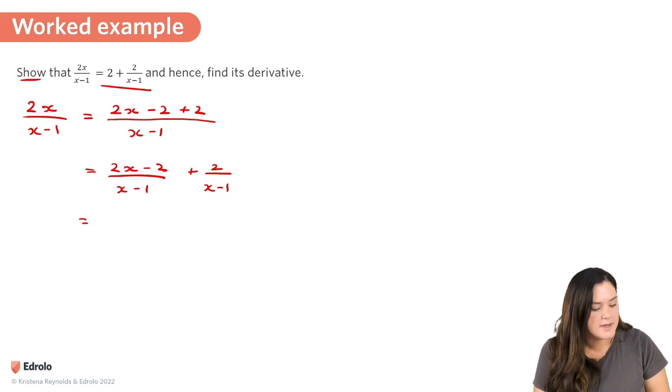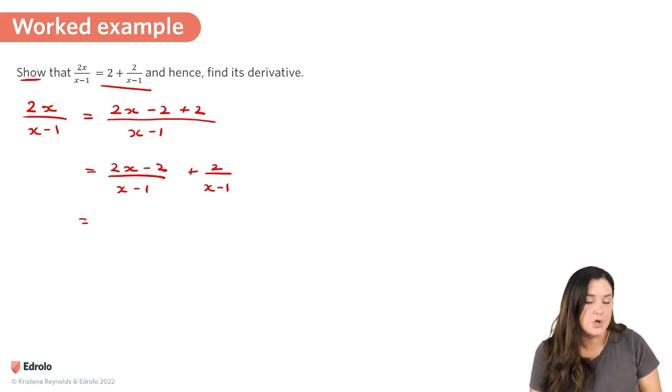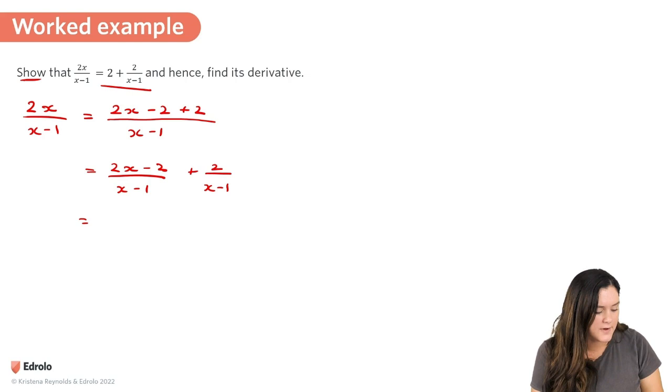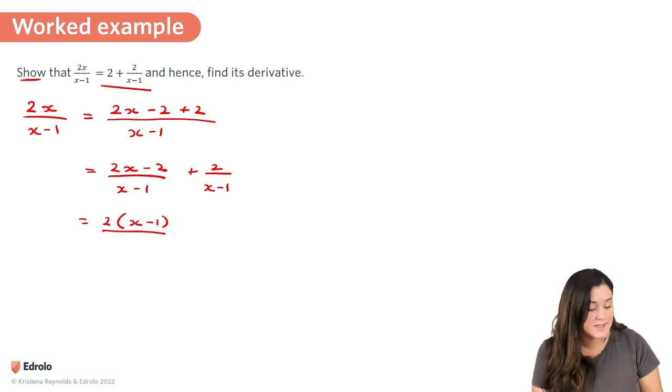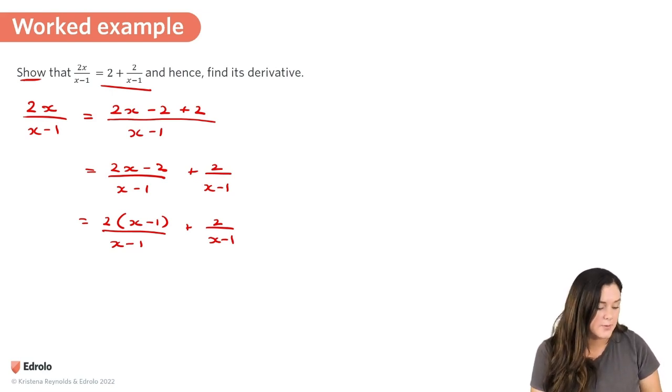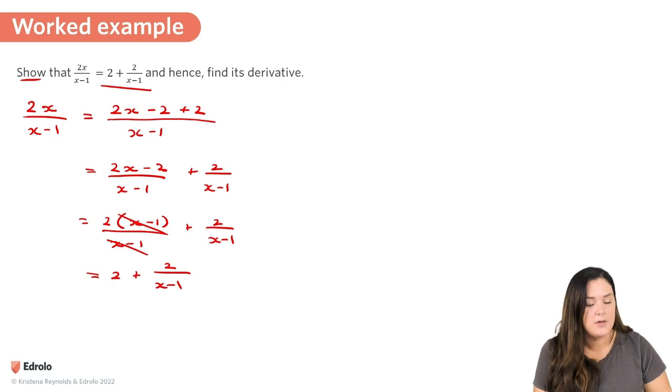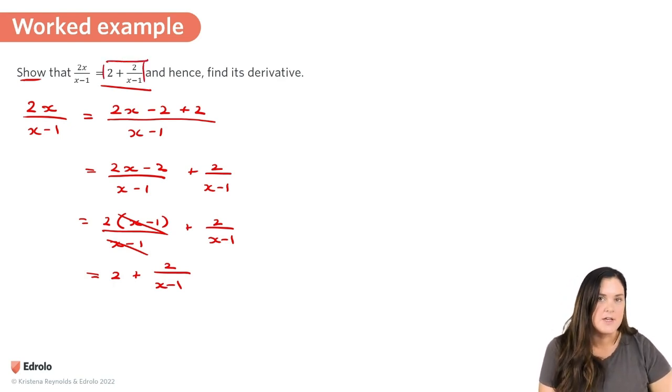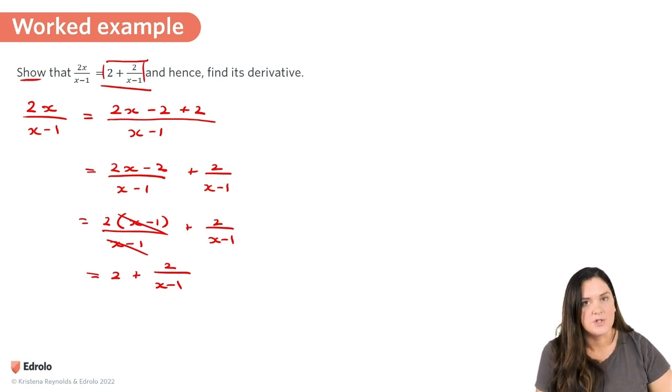What you can see here now is that 2 is common in both of those terms. So I'm going to take that out as a common factor and factorize it. So I get 2 times (x take away 1) in brackets divided by x take away 1, and then just rewriting the second term there, 2 over x take away 1. What I can do now is I have x take away 1 on the top and the bottom, so I'm going to cancel those out. So that leaves me with 2 plus 2 over x take away 1, which is what we wanted in the first place. So now that I have changed it into that form, I can find its derivative now.